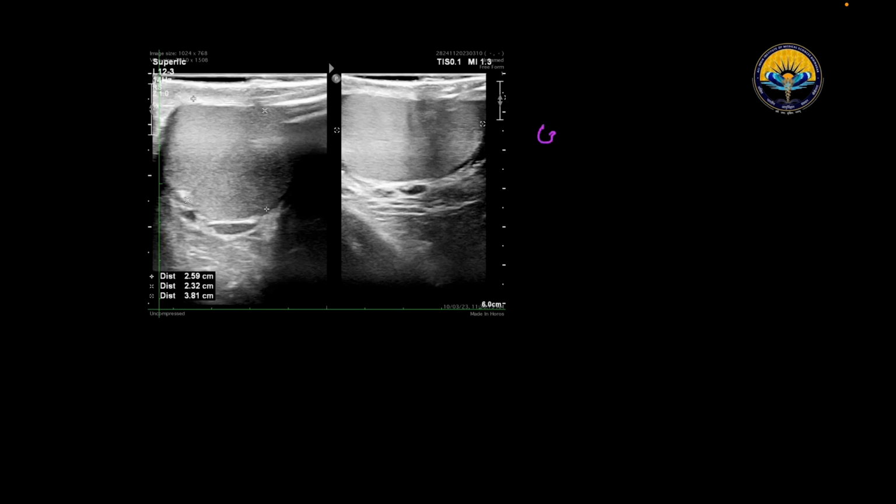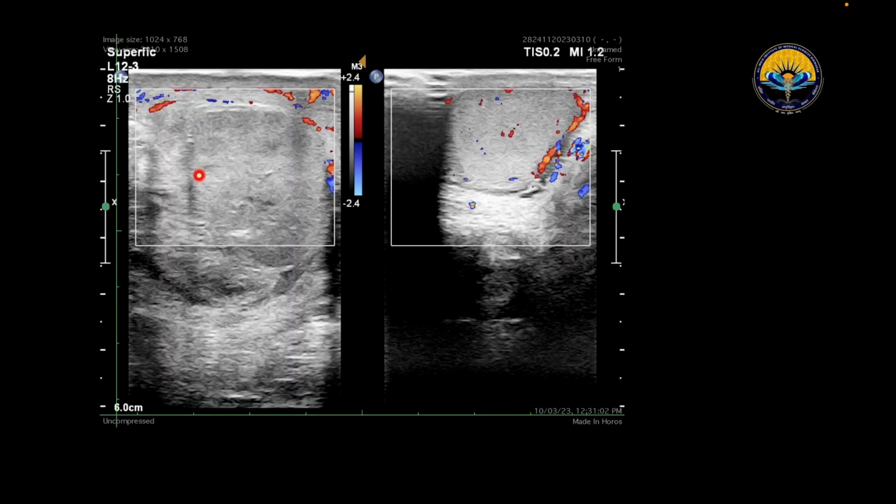Look over here, this is the left testis. Does it appear normal? Yes, it looks normal. We can see homogeneous echotexture in the left testis. Now this is the right testis, and here we can see heterogeneous hypoechoic areas with loss of vascularity, both arterial as well as venous. This is the left testis, which is normal, and here we can see vascularity on the CDI. So the left testis is normal, while the right testis appears heterogeneous and hypoechoic.